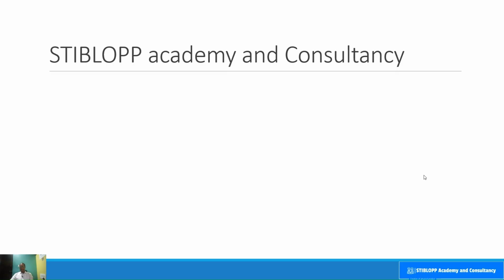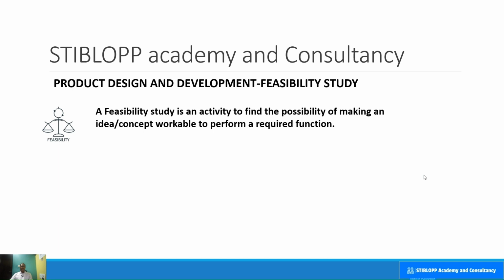So, today's session is on the feasibility study. So, let's start. What is the feasibility study? A feasibility study is an activity to find the possibility of making an idea or a concept workable to perform a required function.